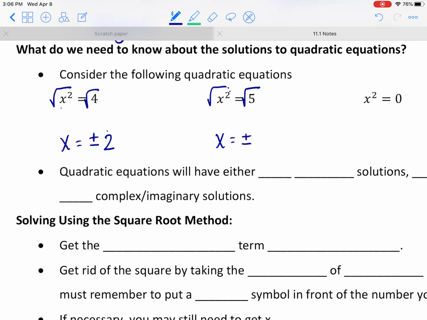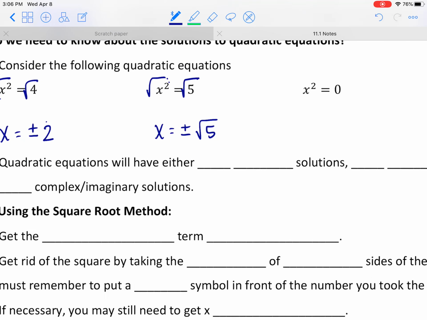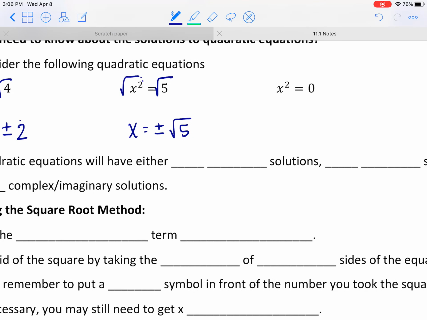There is nothing exact that we can square to get 5, but we can still solve this by taking the square root. So I square root both sides, square and square root cancel, so x comes down. Anytime I square root in the solving process, plus or minus, and then the square root of 5 doesn't simplify, so the square root of 5 is in our answer. So a positive square root of 5 squared and a negative square root of 5 squared are both going to produce 5. Okay?